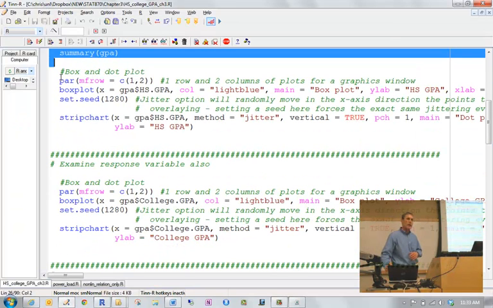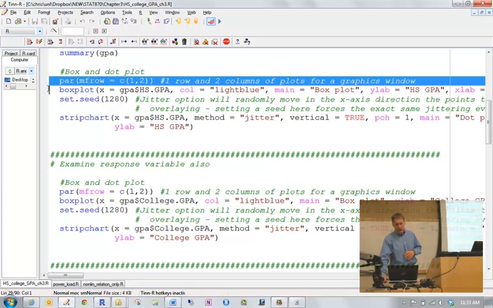Next, I'm going to do some graphical summaries. First of all, I'm going to do a box plot. All of you have seen box plots before, but this is how you can do it in R. First of all, I'm going to put a box plot on one side of my plot, and also what's called a dot plot on the other side, as you can see on page 3.3.